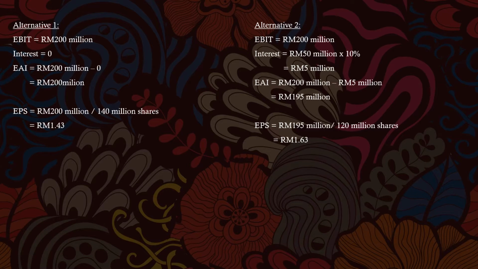For alternative 2, it's a bit different because it has interest, which is 50 million times the interest rate of 10%. It will get 5 million, and total earnings 200 million minus 5 million, the answer we get is 195 million. To get EPS, 195 million divided by 120 million, so the answer we get is 1 ringgit and 63 cents.